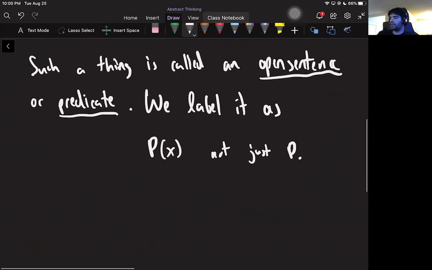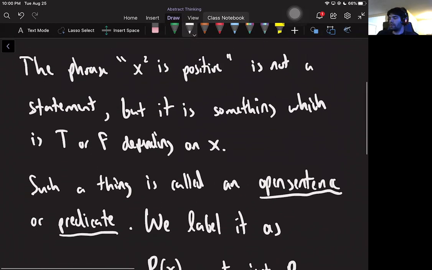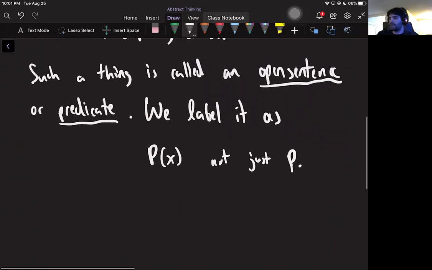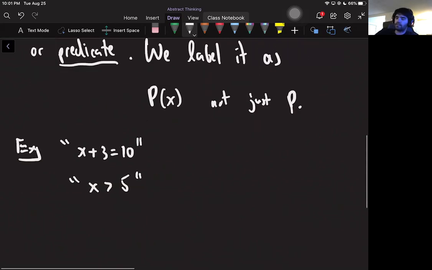Before we were being a little bit sloppy and we were calling things like this p or q sometimes. But really, we should have been calling them p of x the whole time. But that's okay. That was before we knew better notation. So here's another example of a predicate or an open sentence dependent on x: x plus 3 equals 10. Or x is bigger than 5. Lots of things are open sentences. These are much more interesting than statements. And in fact, these are the things we've been studying for a while now without calling them anything.